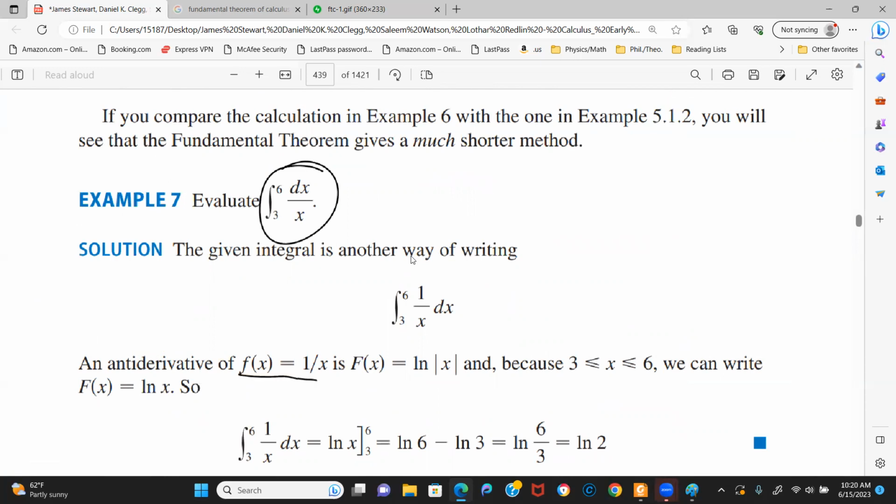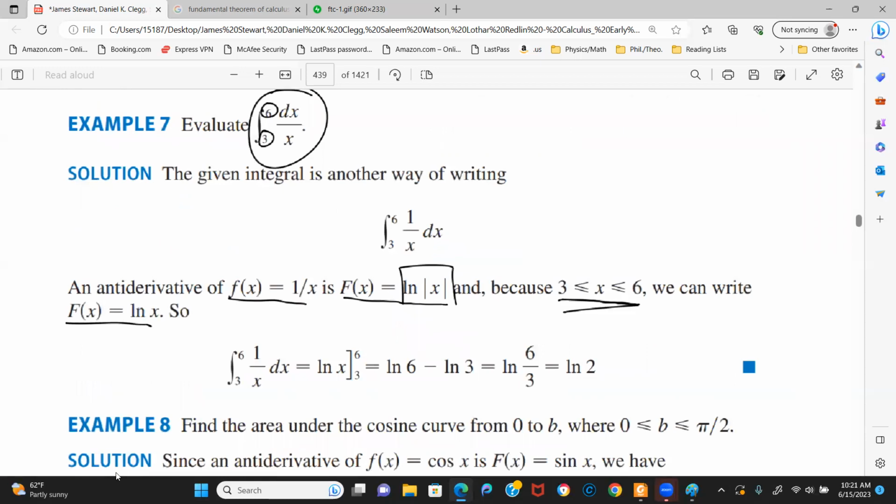So we have this function. It's definitely 1 over x. This function is continuous on the interval from 3 to 6. And the antiderivative is given by this. So if you differentiate this, you will in fact get 1 over x. But we're considering x in this interval, so it's positive, so we can actually drop the absolute value. And so our antiderivative simplifies in this way.